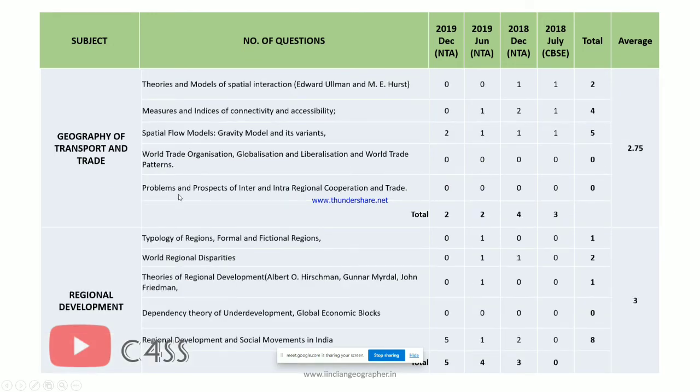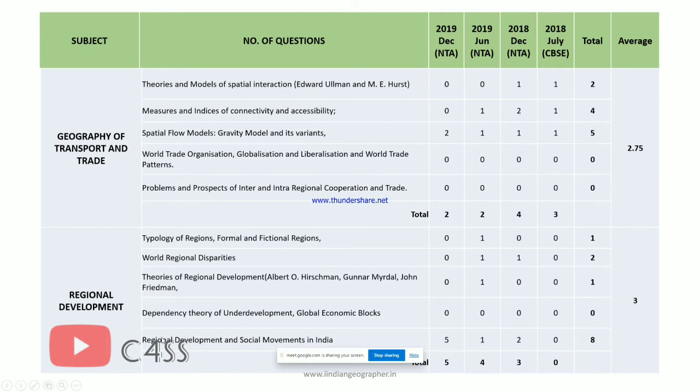Right. Transport geography, again you'll find a lot of interesting questions coming from various spatial flow models, gravity model, such kind of things, right? Mostly these are things that are concept based. So here you'll find the models by Edward Ullman, right? So spatial interaction related things, the detour index, such kind of things, right? That is what is being asked.